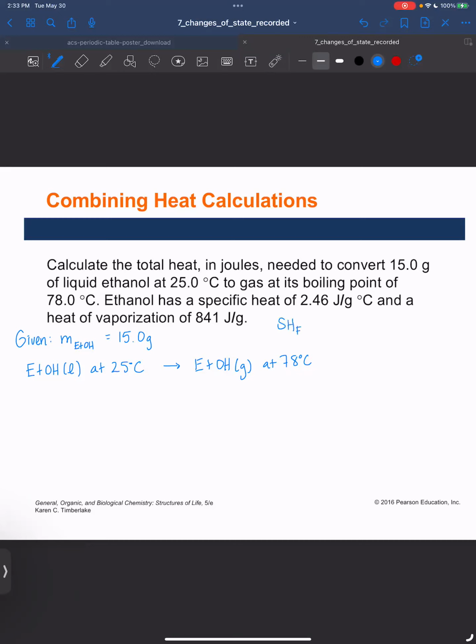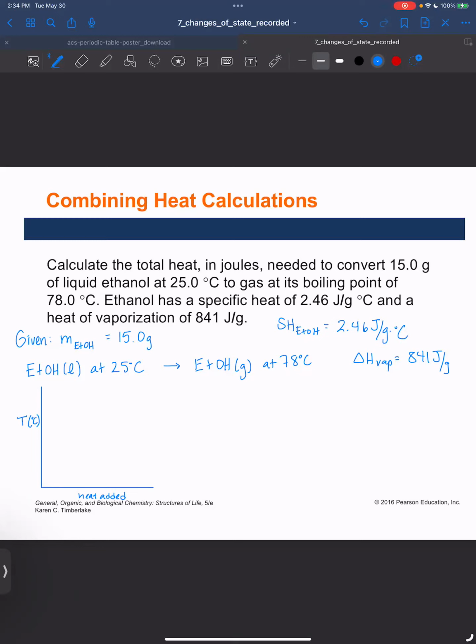So the specific heat of ethanol is equal to 2.46 joules per gram degree Celsius, and the heat of vaporization is equal to 841 joules per gram. So we're given some constants, some data. But whenever I'm seeing combined heat calculations, I like to draw the heating or cooling curve. In this case, it's a heating curve because we're going from a liquid to a gas. So temperature is on the y-axis and heat is added because it is a heating curve.